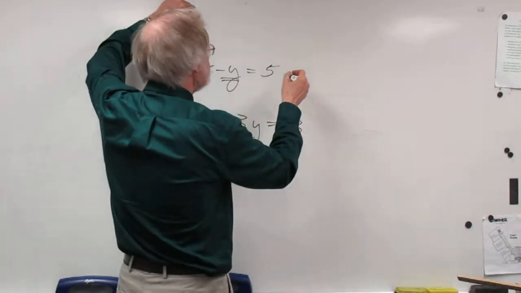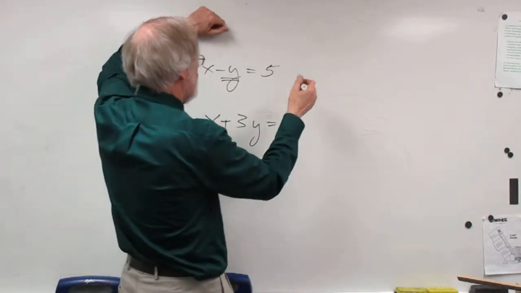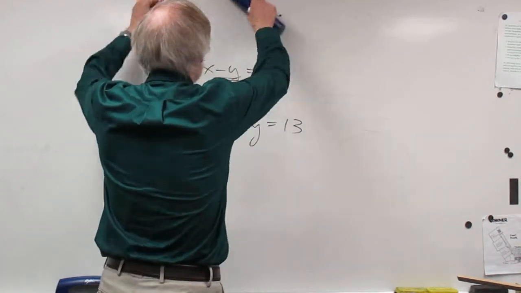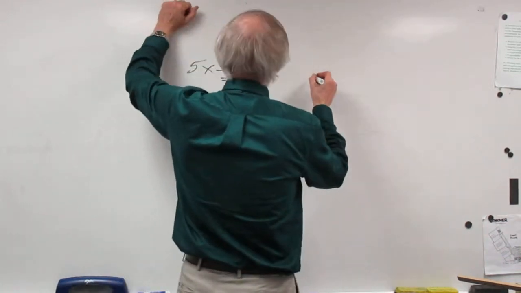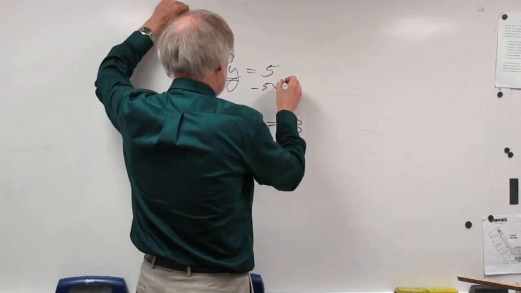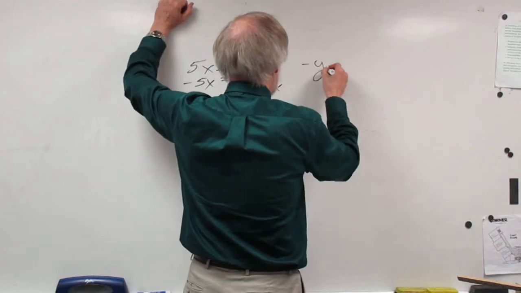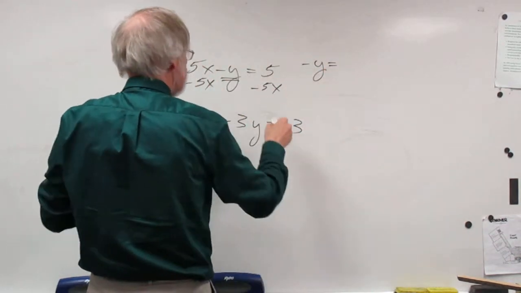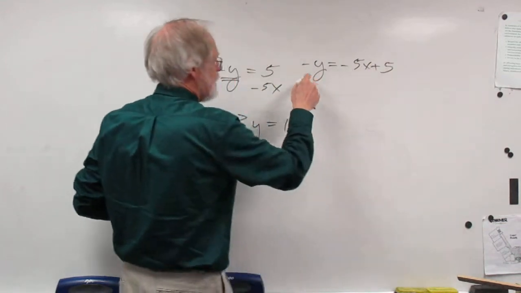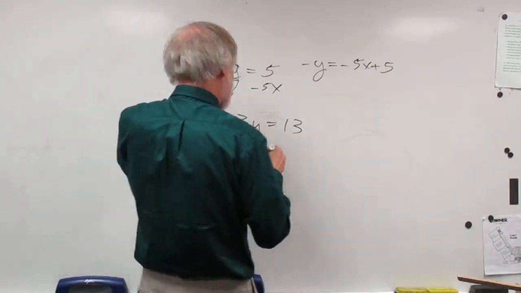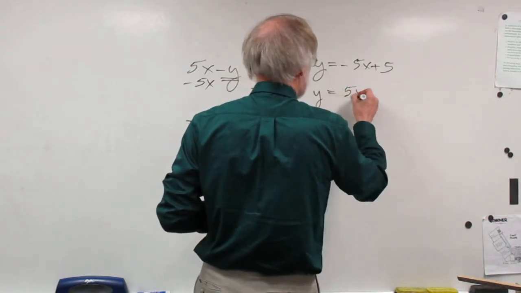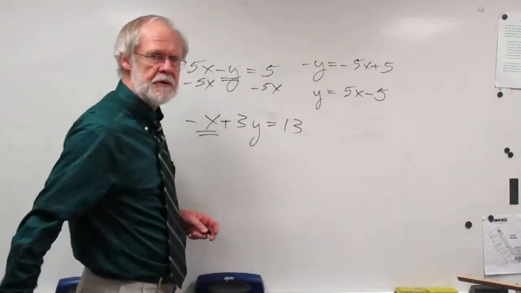If I take that and subtract 5x, I get, I'm going to write it over here, subtract 5x, and I get negative y equals negative 5x plus 5. Now, I divide or multiply by negative 1, and I get y equals 5x minus 5, all the signs reversed.